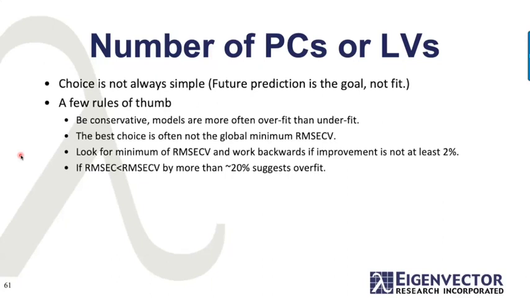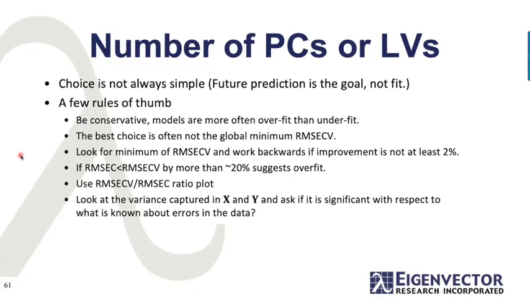If your error of calibration is less than your error of cross-validation by more than about 20% or so, it suggests overfit. That 20% number depends a bit on the size of your data set. If your data set has thousands of samples, then maybe that number ought to be 10%. If your data set only has 30, maybe you could go a little higher than 20%. Use this error of cross-validation over error of calibration ratio plot. I've found that to be really useful lately. And look at the variance captured in both your X and Y and ask yourself if it's significant with respect to what you know about the errors in your data.